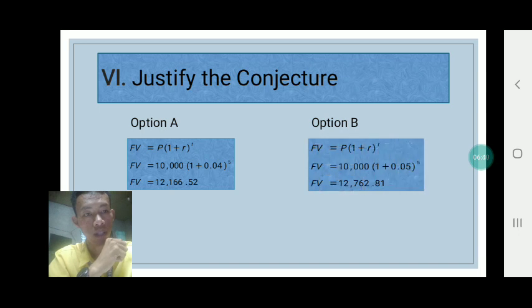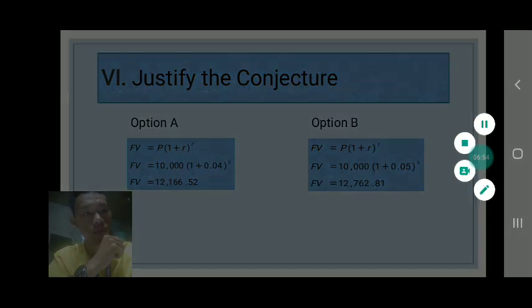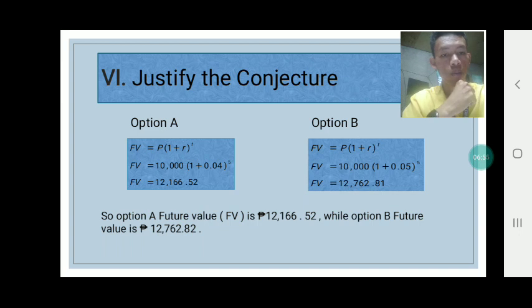For option B, 10,000 multiplied by 1 plus 0.05 raised to 5, we get 12,762.81. So option A future value is 12,166.52, while option B future value is 12,762.81.